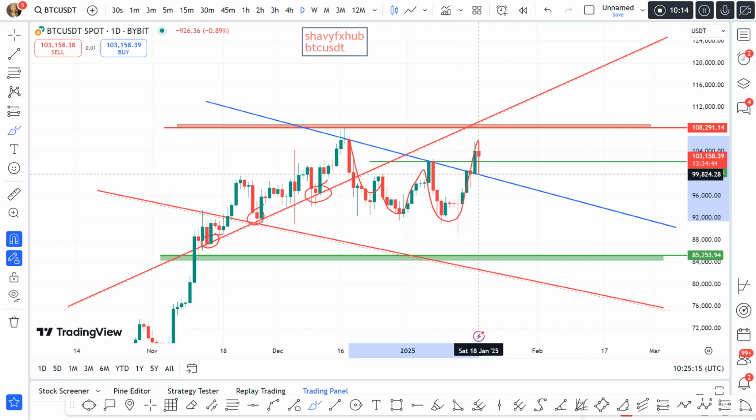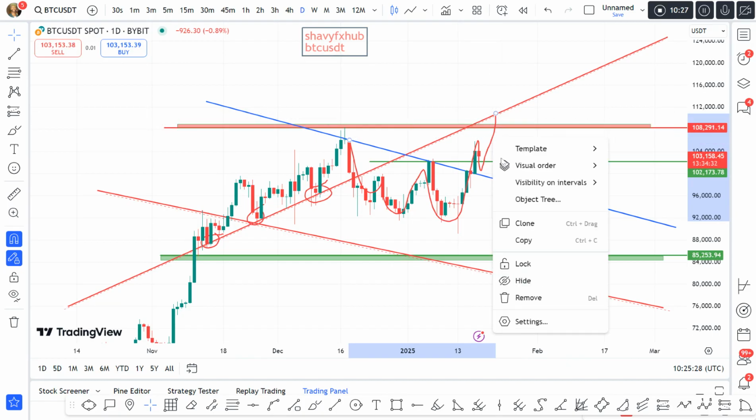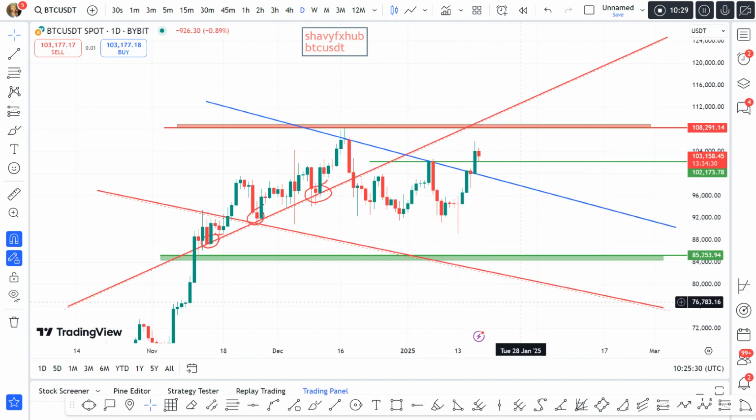I want price to return here. If price returns here, it will give it the ability and the liquidity to swing up. So this becomes a valid trade idea on daily. So at the moment, you may stick to a daily time frame and avoid intraday.